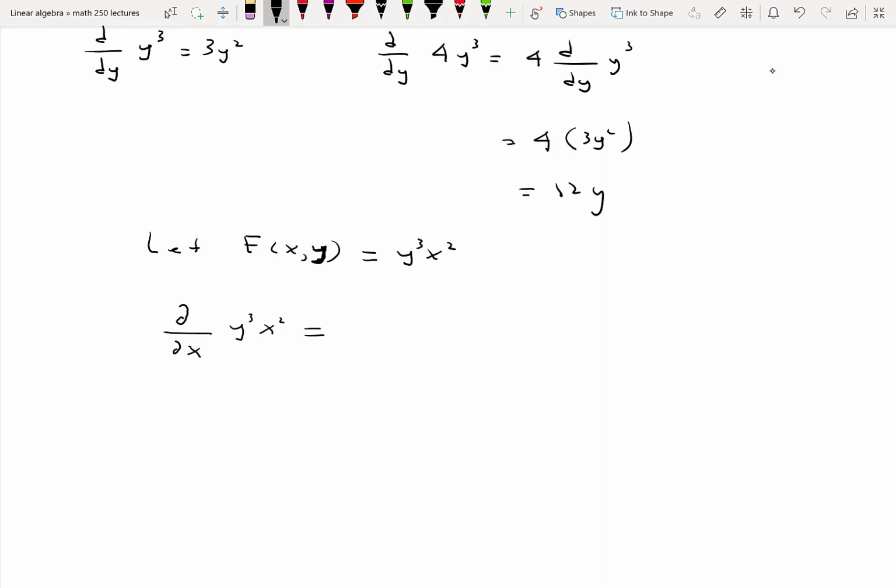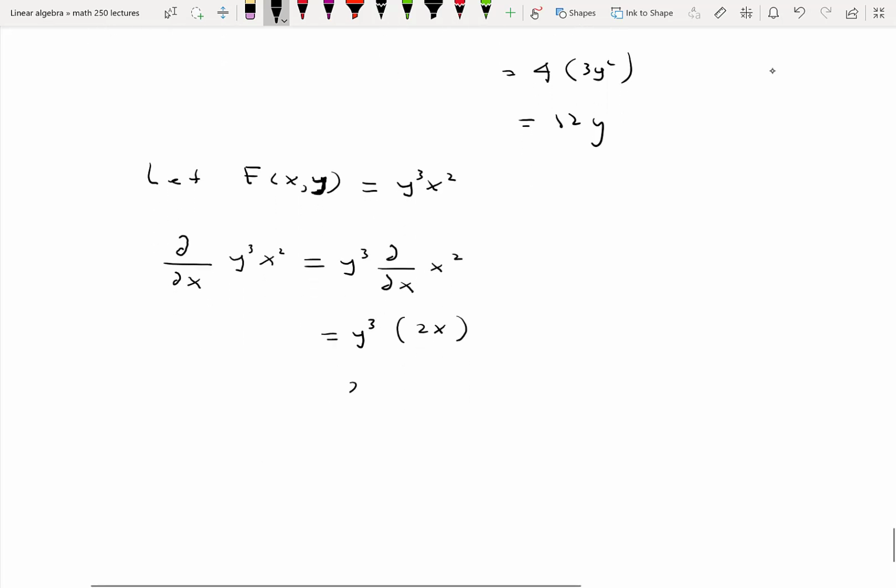So if y is constant, then y cubed is constant. That means that I can factor out the y cubed from this differentiation operation, just like I did with the ordinary differentiation operation, and then take the derivative with respect to x of x squared, which is 2x. So we get 2xy cubed.